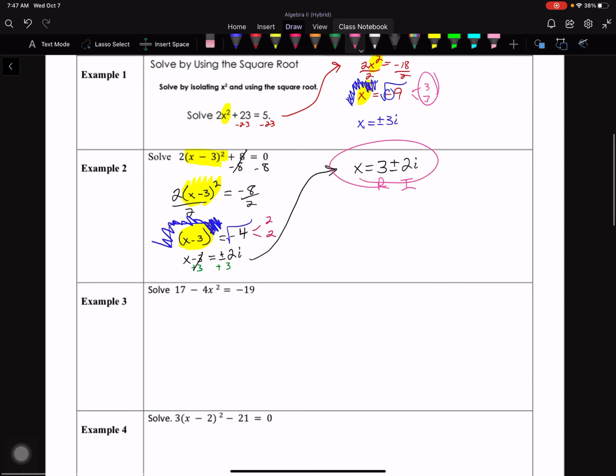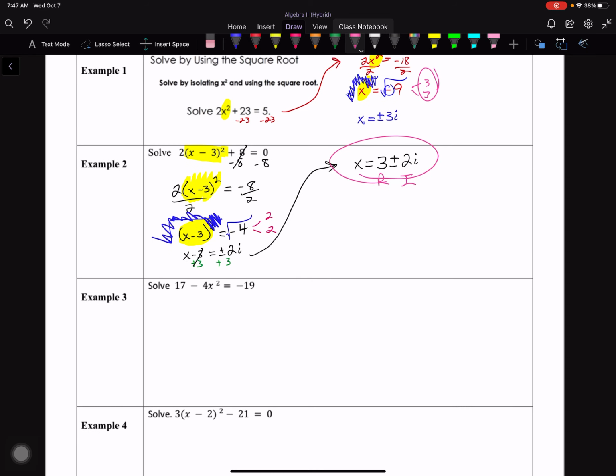All right, we can do one more here. So here is our squared term. It's just x that's being squared. So we'll start by subtracting 17 from both sides. Negative 4x squared equals negative 36. Okay, so we want to get rid of the negative 4. We can do that through division again. So x squared equals 9.